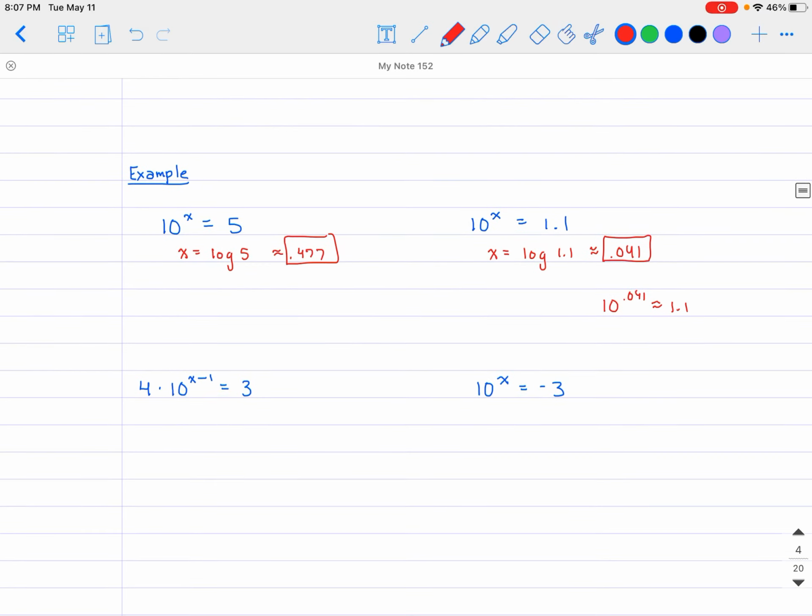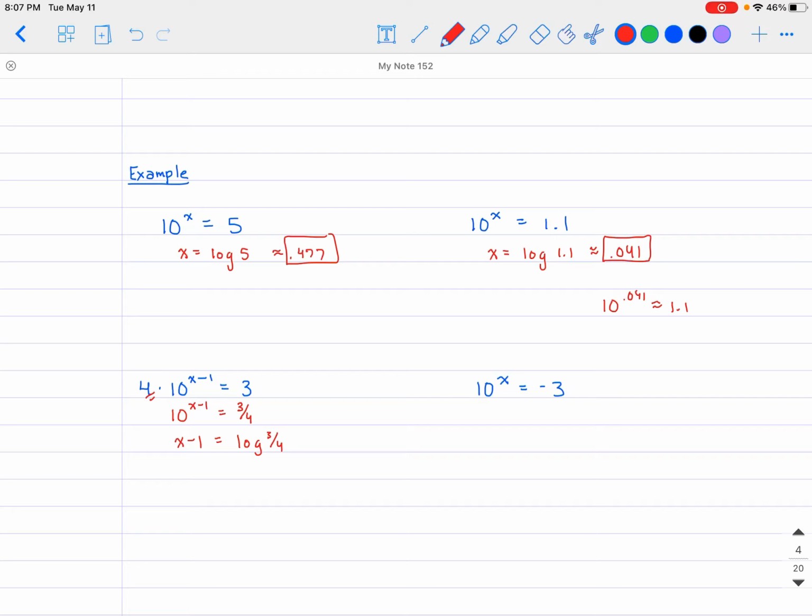Let's say that there's a 4 in the front, and let's make the exponent a little bit more complex. But still, this one isn't too much of a problem because it's just a matter of order of operations. First, we're going to get rid of the 4 in the front by dividing. So 10 raised to the power of x minus 1 is equal to 3 divided by 4, or you can say 0.75. Now we can use the logarithm definition to get x minus 1, the exponent, is equal to the log of 3/4.